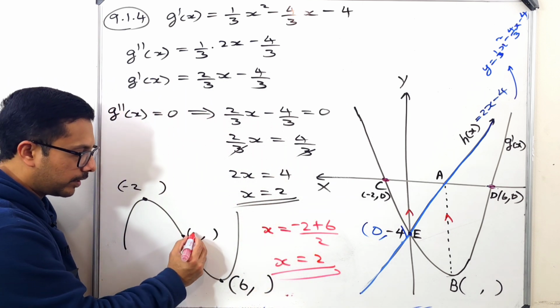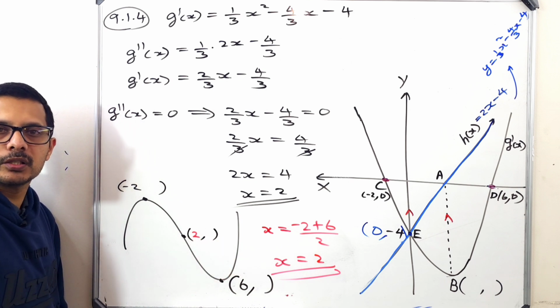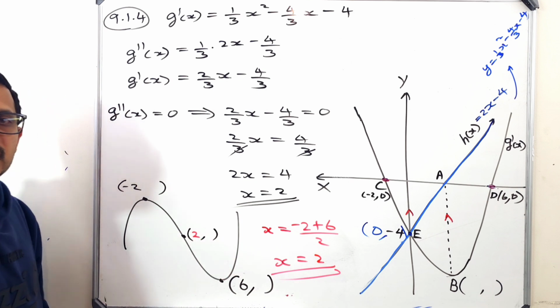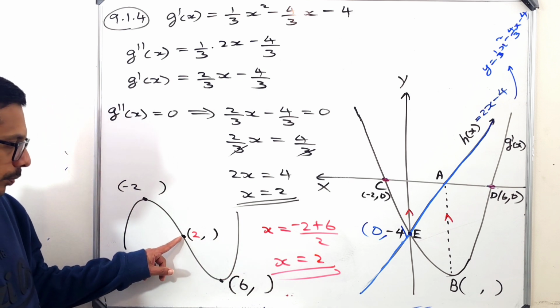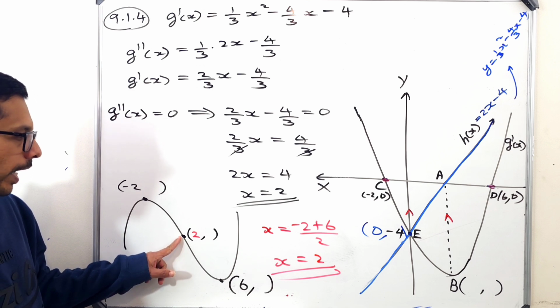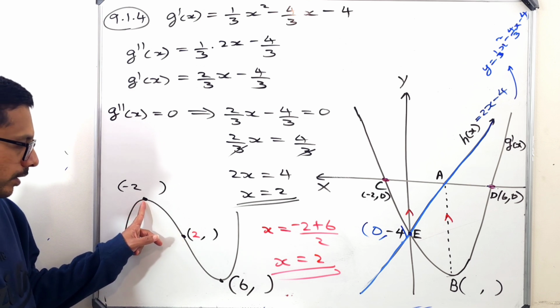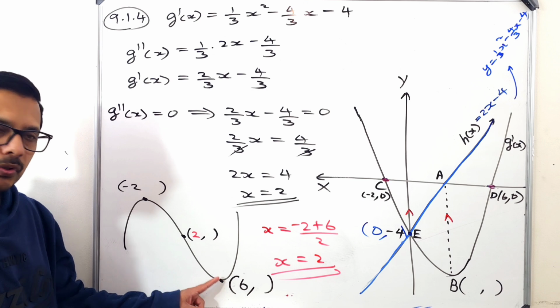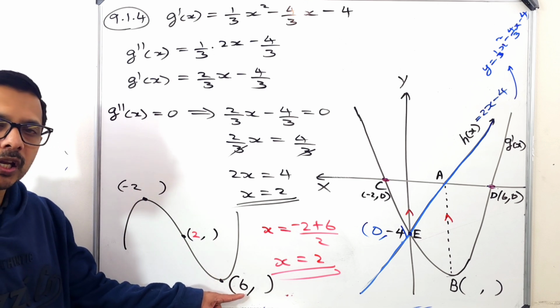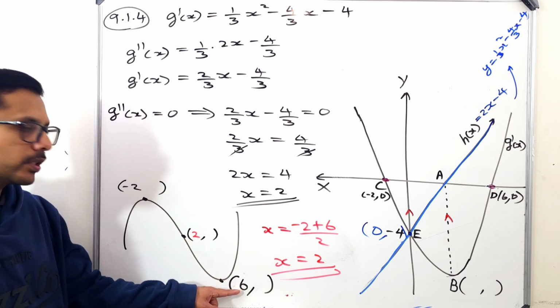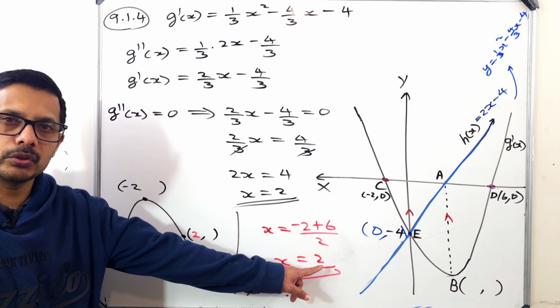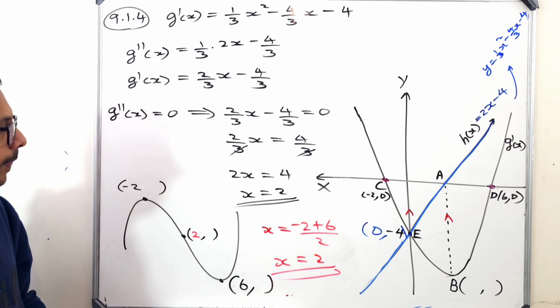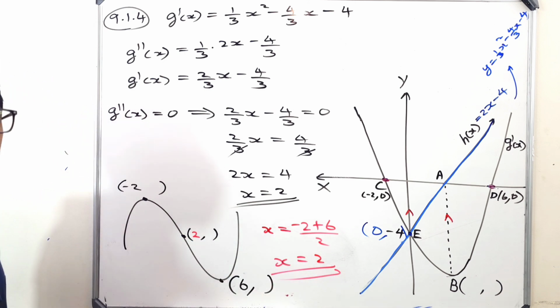So it means that the x value of this point is 2. You understand? In effect, you have to understand that the x value of this point of inflection lies in the middle of this x value and this x value. So here, minus 2 plus 6. How can I find the middle? Minus 2 plus 6 divided by 2. That is x is equal to 2. That's an easy method. Anyway, you have to study both the methods.